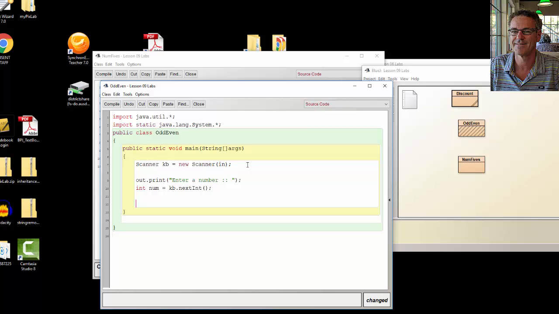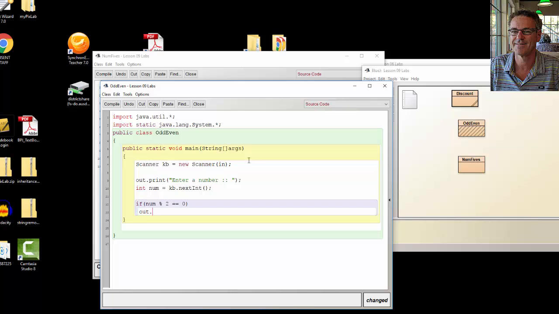A number is even if it's divisible evenly by 2. That means if you divide it by 2, it has no remainder. That means modulus 2 is 0. So if modulus 2 is 0, then we know it's even. If it's not even, it's got to be odd. There's only 2 choices, right? So don't add a second if. You don't need to.